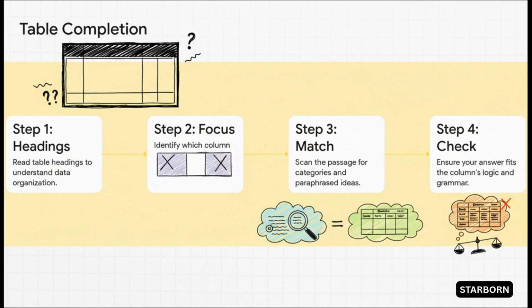Step 3, use the info in the rows as your keywords to scan the passage. And fourth, always do a quick logic check at the end. Does your answer actually make sense in that column? You're not going to put a person's name in a column labeled year, right?